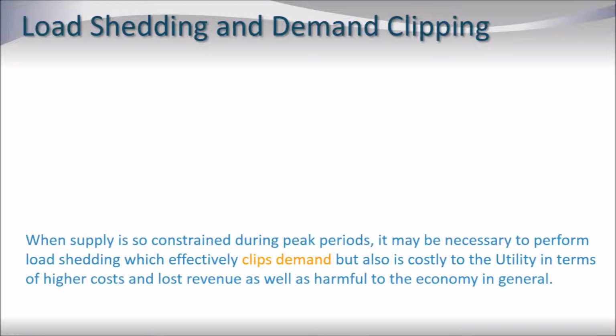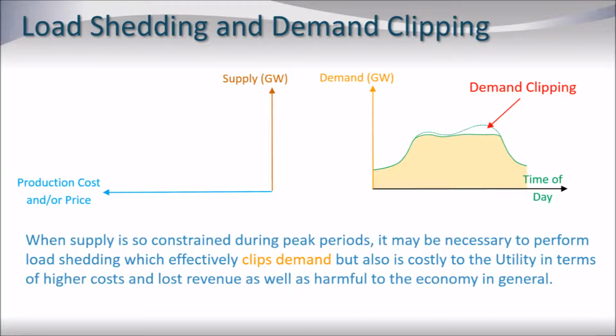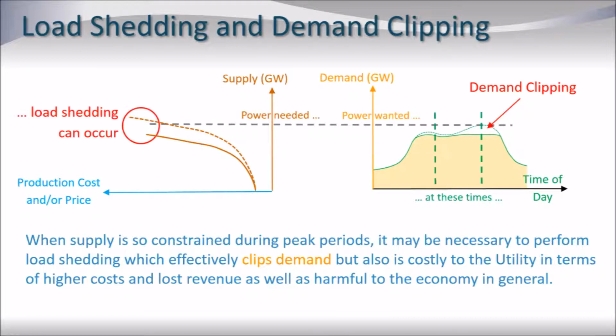The combination of the two graphs allows us to have a look at the concept of load shedding and demand clipping. When supply is so constrained during the peak periods, it may be necessary to perform load shedding, which effectively clips demand, but it's also costly to the utility in terms of higher costs and lost revenue, as well as harmful to the economy in general.